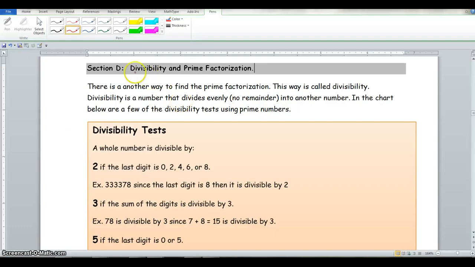Now class, we're about to do section 4.2, section D, divisibility and prime factorization. There's another way to find the prime factorization. This way is called divisibility. Divisibility is a number that divides evenly, no remainder, into another number. In the chart below are a few of the divisibility tests using prime numbers.